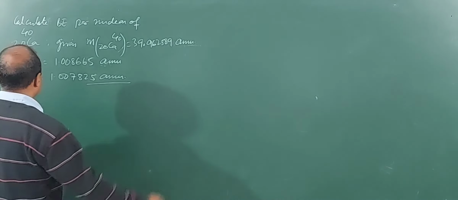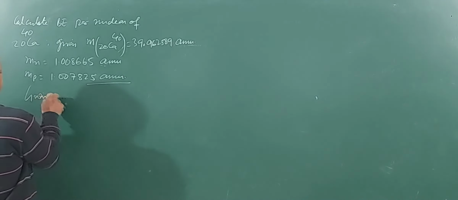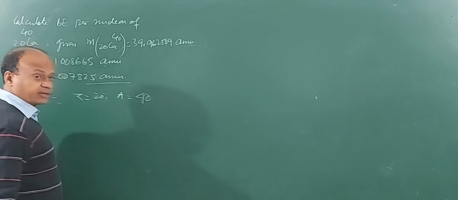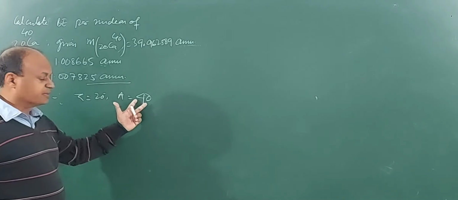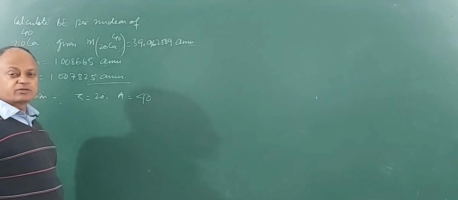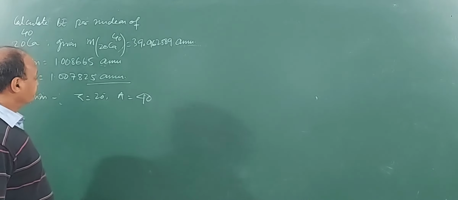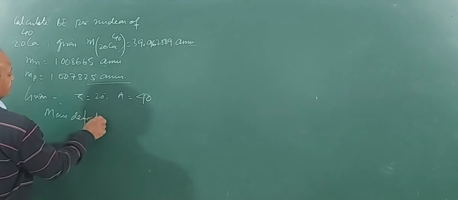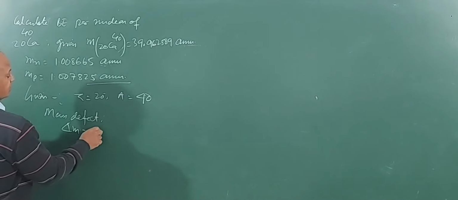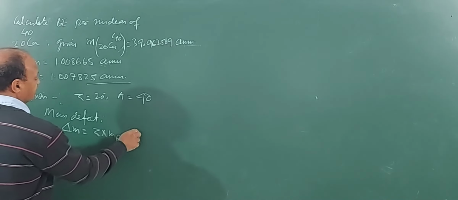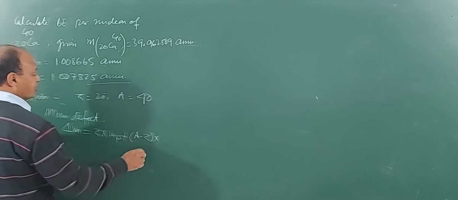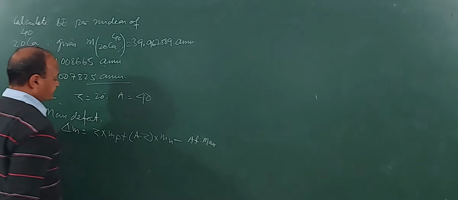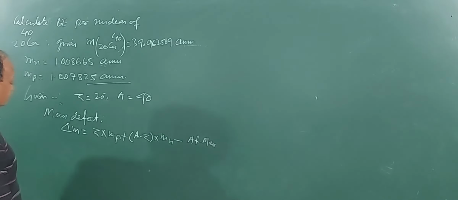So, children, given here we have Z is equal to 20 and A is equal to 40. Atomic number is 20 and mass number is 40. So, first thing I am going to do is to calculate what is the mass defect. So, mass defect, children, is, we will be using formula delta M is equal to Z into mass of proton plus A minus Z into mass of neutron minus atomic mass. If I use this equation, then delta M will be how much?